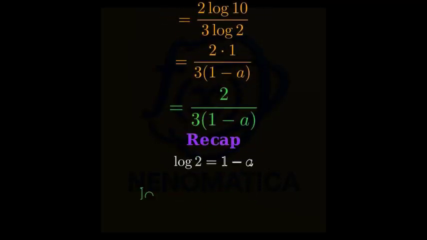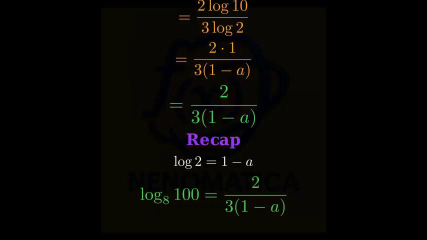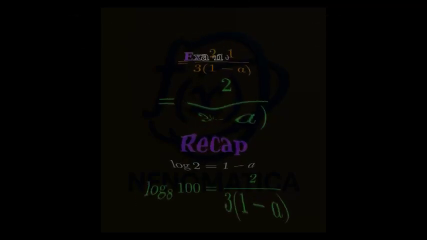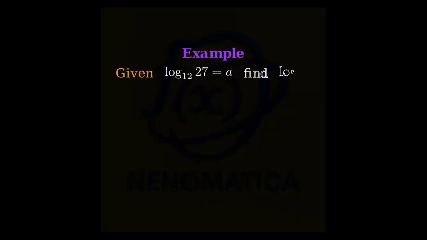Recap. From log 5 equals a, we express log 2 as 1 minus a, using change of base and the power rule, we reduced log base 8 of 100 to 2 divided by 3 times 1 minus a. That's our final answer. In this example, we will express log base 3 of 2 in terms of a, given that log base 12 of 27 equals a.